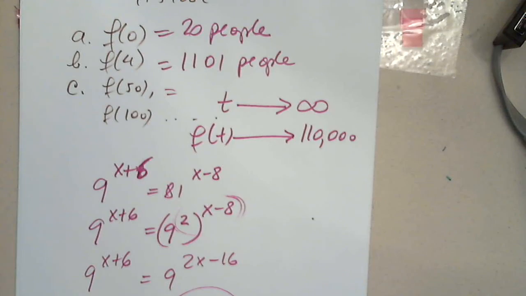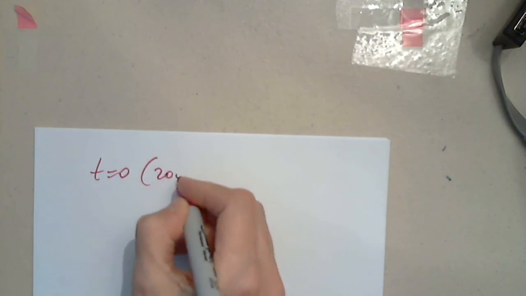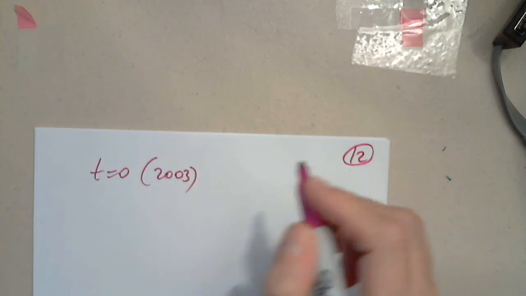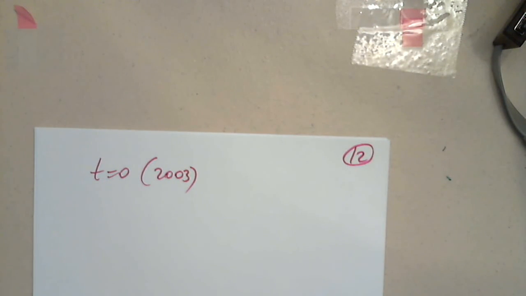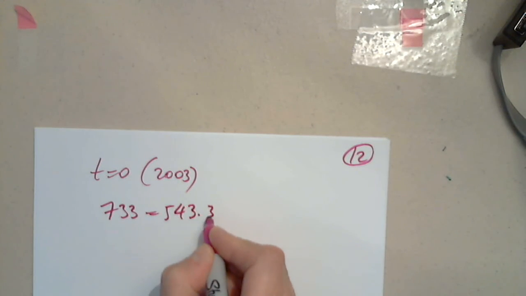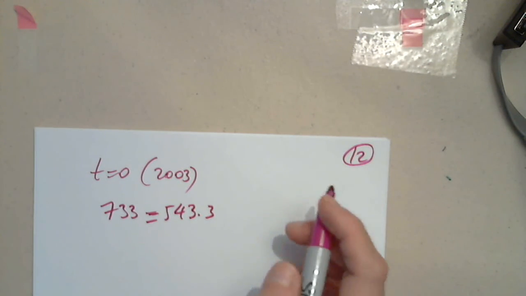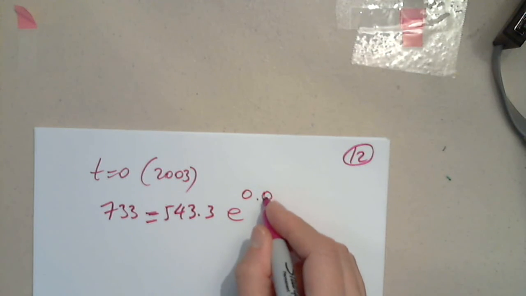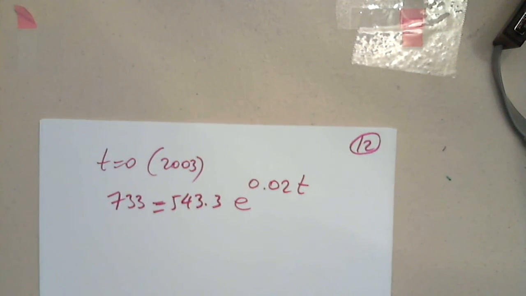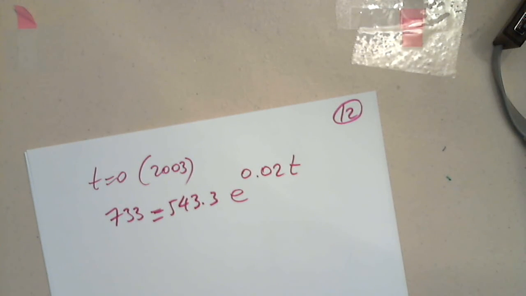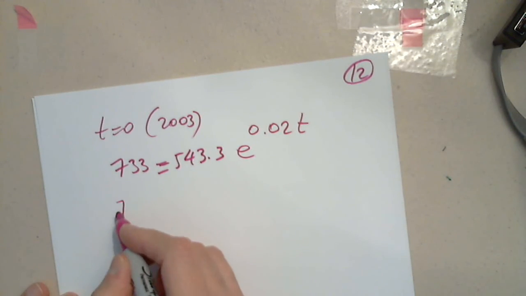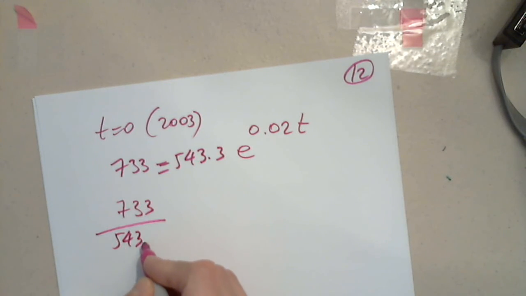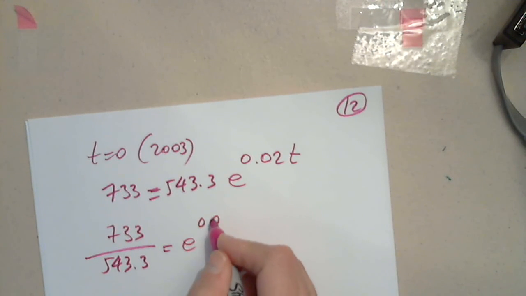Okay, so t equals 0 represents 2003. Use the model to determine when the population of the country will be 733. So 733 equals 543.3 times e to the 0.02 t. Of course, I have to clean it up first. I will divide both sides by this number. So 733 over 543.3 equals e to this.